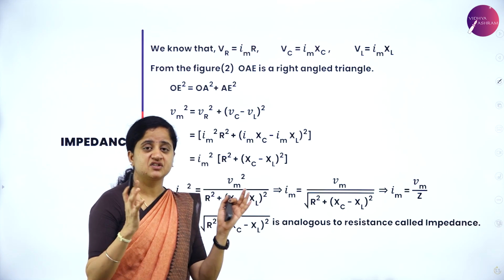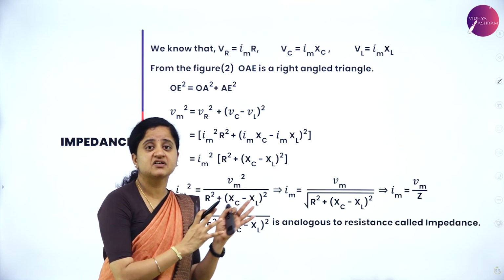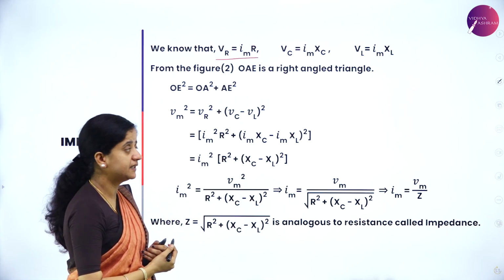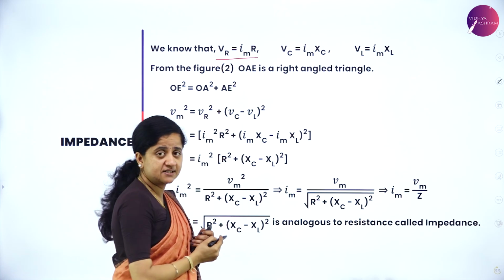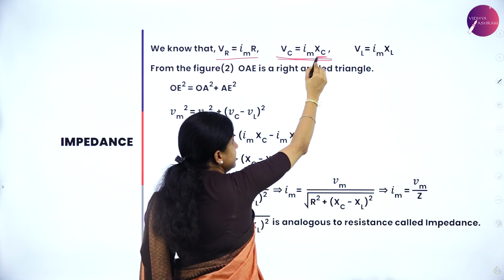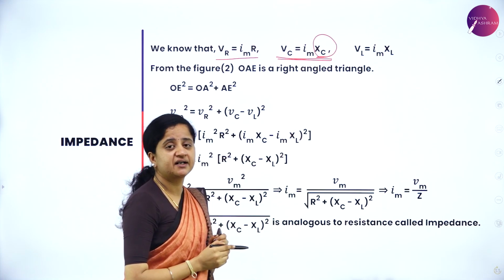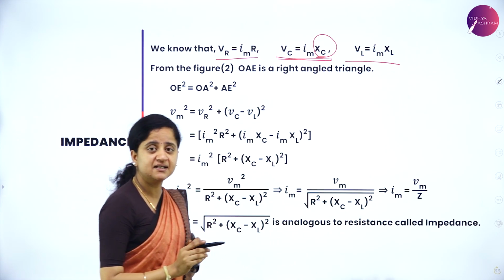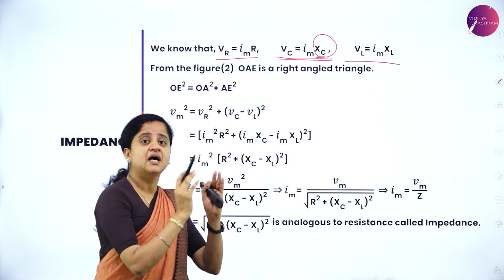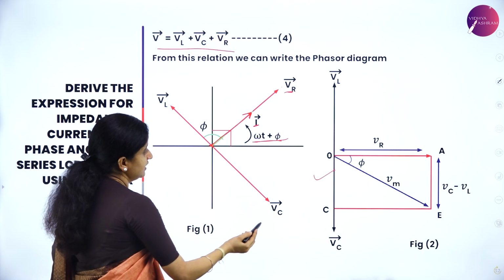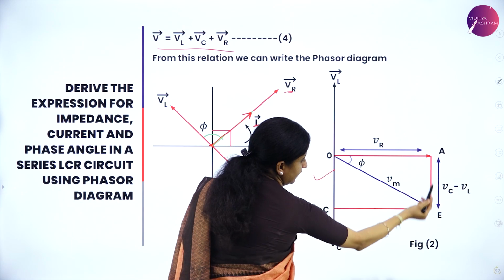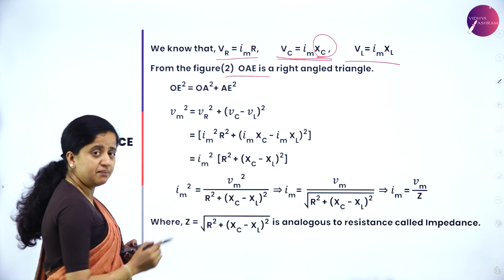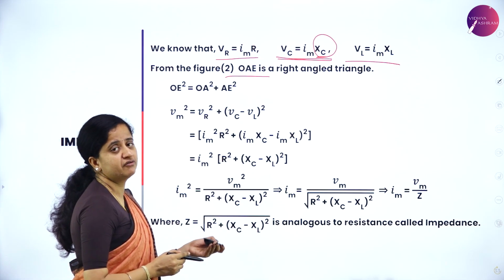So now to calculate the total voltage, we know the voltage across the resistor is given by VR equal to Im into R, that is peak current into resistance, and VC is equal to Im into Xc, where Xc is the capacitive reactance, which is analogous to resistance, and VL is equal to Im into XL, where XL is the inductive reactance, which is analogous to resistance again. So from figure 2, we have a triangle OAE. Consider triangle OAE, it's a right angle triangle. So we can apply the Pythagoras theorem to arrive at the expression for impedance.